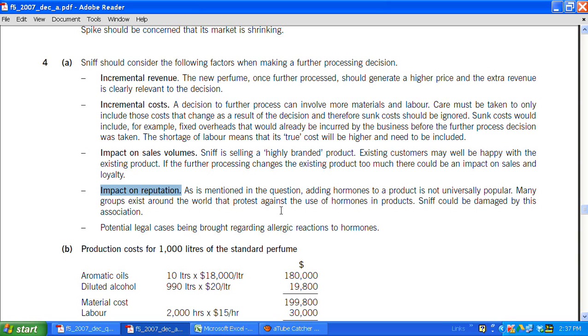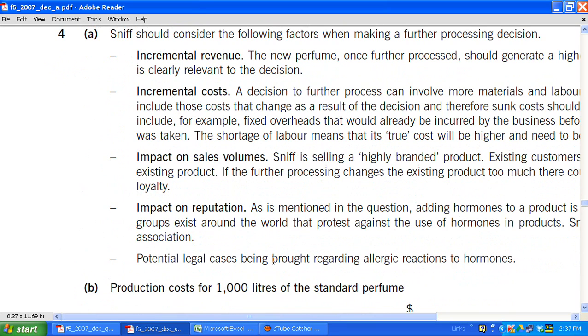Okay, of course, since it's a highly branded product, adding hormones may not be universally popular, so it may have an effect on the reputation. Then another reason given in the answer is potential legal costs in case the product is allergic to something. But here really you have to think of all possible sensible answers you can make.